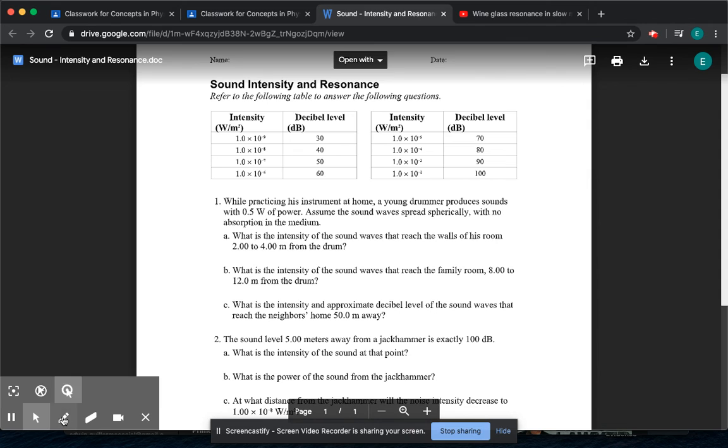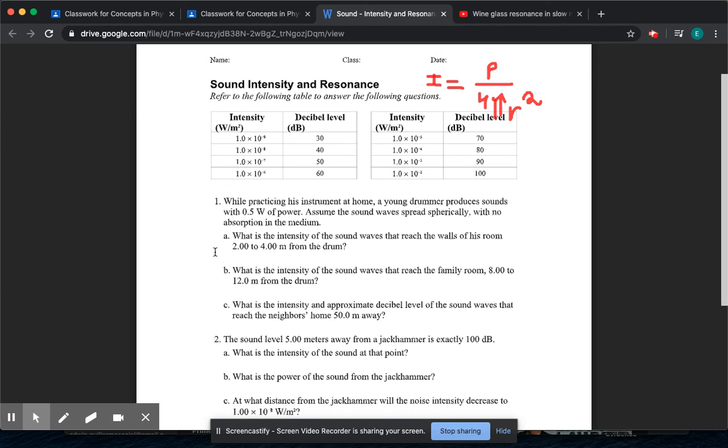So you know how much power the sound has, and we know how far we are. Just plug into the equation. The equation is I equals P over 4 pi R squared. All we need to do is plug these things into the equation. You have 2 numbers to plug in. They're asking you for a range.